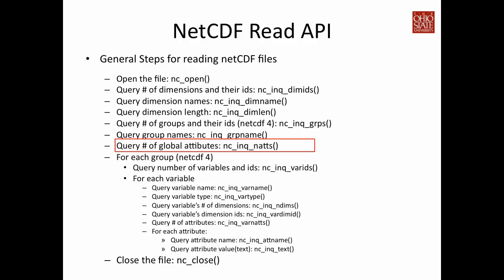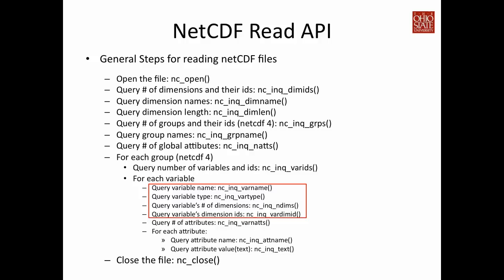Now, assuming you already know the number of groups, which we have already queried, if you want to read all the data of the file, then you loop through each of the groups. Within each group, first of all, you query how many variables are in the group. This is because a group can have multiple variables, and each variable will have an ID. Now, you can get information for each variable. You could get the variable name, the type of variable, and also the dimensionality of the variables.